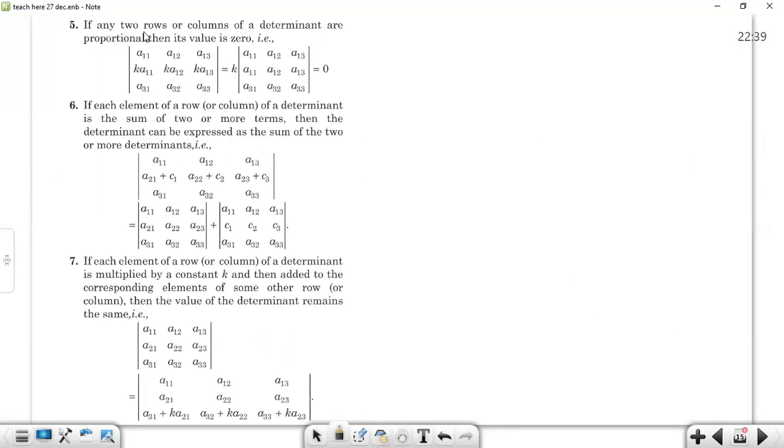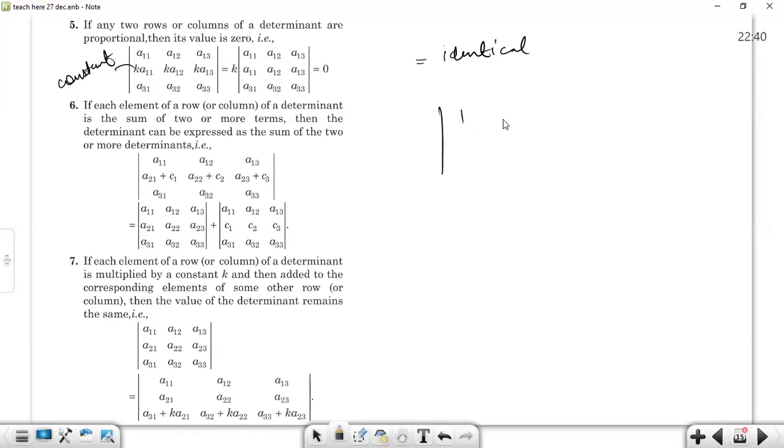Fifth property: if any two rows or columns of a determinant are proportional, then its value is 0. Earlier we discussed that if two rows or two columns are equal or identical, then the determinant was 0, and it is the same even if they are proportional. Proportional in the sense that k is some constant, any integer or any real number, non-zero. Then the value of the determinant will become 0.